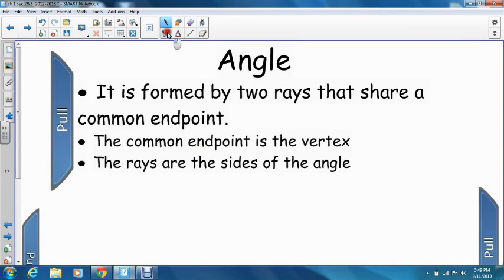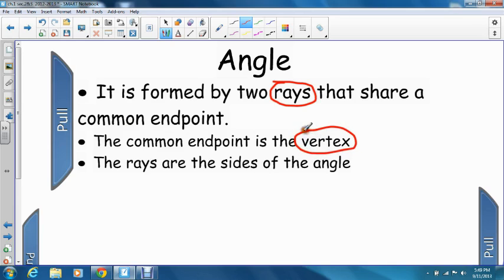And I'll circle a couple different words that you need to make sure that you take definitely careful attention to. There are two rays. That's a big key right there. There are two rays. And remember, a ray just has a starting point and goes on forever in one direction. And it shares a common endpoint. That endpoint, another big term you're going to hear a lot throughout the year, is the vertex. Okay, so that point they share in common is the vertex, and the rays are the sides.